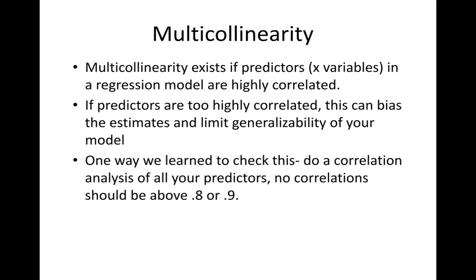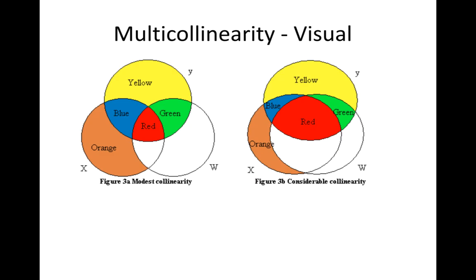One thing you can do just as a quick check on this is to do a correlation analysis of all your predictors. And hopefully no correlations should be above a 0.8 or a 0.9. And here's a visual of what this looks like when you have considerable collinearity.